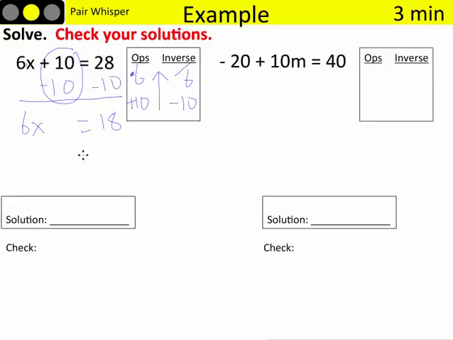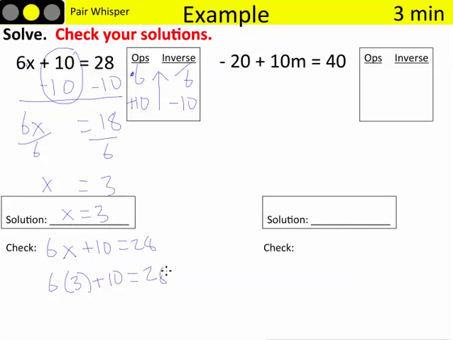Now this is a one-step equation just like yesterday. 6x equals 18. I'm going to divide both sides by 6 to get x equals 3. So my solution is x equals 3. Now let's check our work. 6x plus 10 equals 28. If x is 3, let's see if 6 times 3 plus 10 is 28.